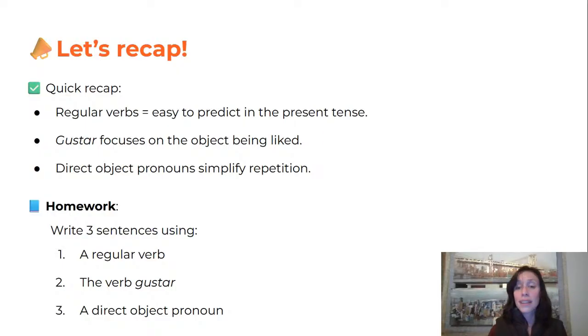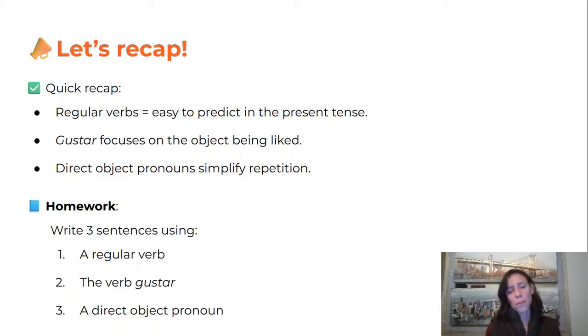Homework, because I really love leaving you homework. You have to write 3 sentences. Never mind. First, write a sentence using a regular verb, whatever you want. Two, write a sentence using the verb gustar. And number 3, the third sentence, a sentence using an object pronoun.